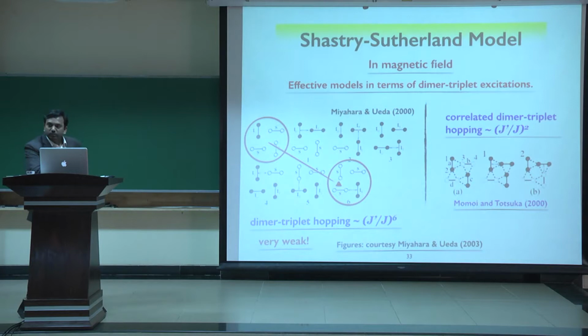And this is up to sixth order in J prime by J. So it's a very weak process. And J prime by J is 0.6 or 0.63, I think, in the system. Yeah. So it's a very weak process. And hence the statement which I made earlier, that the triplets are highly localized objects on this system. So the presence of J prime, the inter-dimer coupling, does not help in dispersing the triplet easily. And this happens due to the geometry.